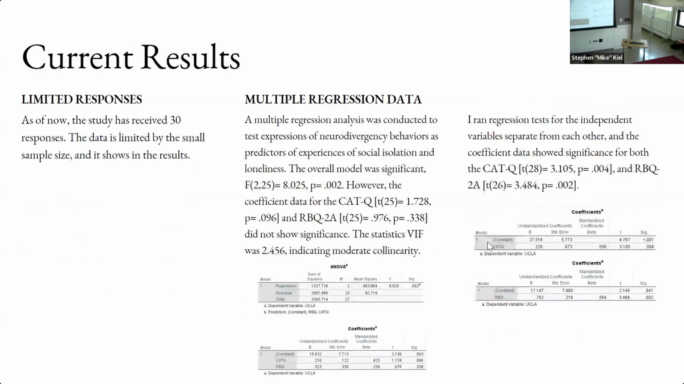I have received 30 responses thus far. It's a small sample size, and this shows the results. Multiple regression analysis was conducted to test expressions of neurodivergency behaviors as predictors of experiences of social isolation and loneliness. The overall model was significant, but the coefficient data for the CAT-Q and RBQ2A did not show significance. I ran regression tests with the independent variables separately from each other, and the coefficient data showed significance for both the CAT-Q and the RBQ2A.